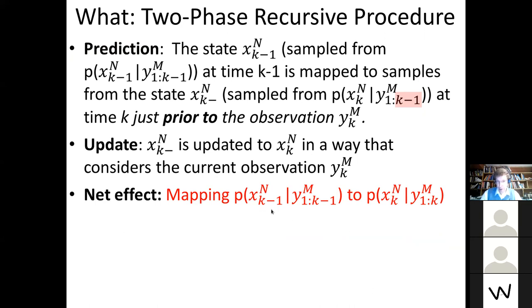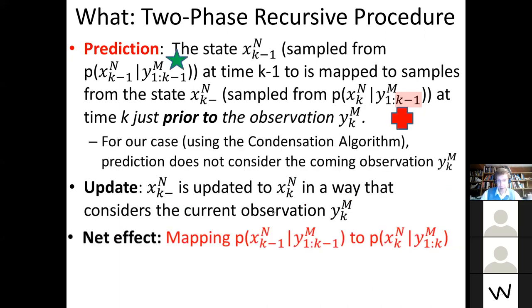Okay, so this is the distribution that we're going to posit we already have, from the past. We somehow managed to sample from the state conditional on all the data till then for that earlier point. You could think we started with that being given to us at the very start of the model, amongst other things. So this is our green star. This, by contrast, is going to be our red cross.